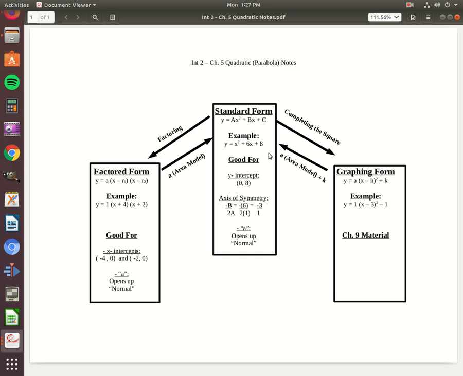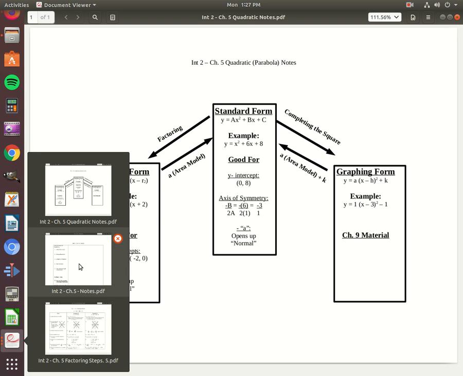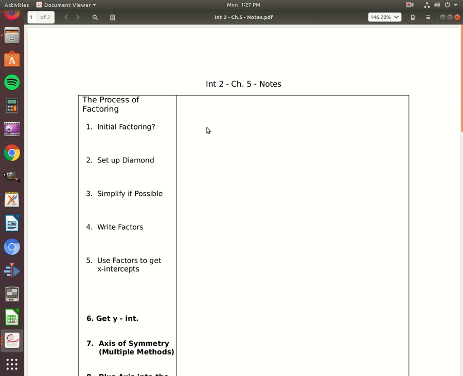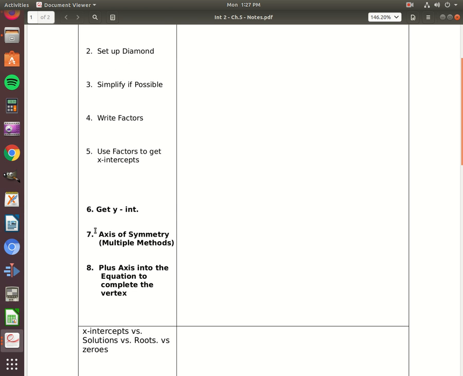And again, we will learn how to complete the square and put it in graphing form in Chapter 9, but that's something that we're going to come up to later. Now, if we look at these Chapter 5 notes, I want you to see these first 5 steps are the same. This is what we did in Chapter 4, and these are all for when it is in factored form. Steps 6, 7, and 8 we can actually use when we're in standard form.